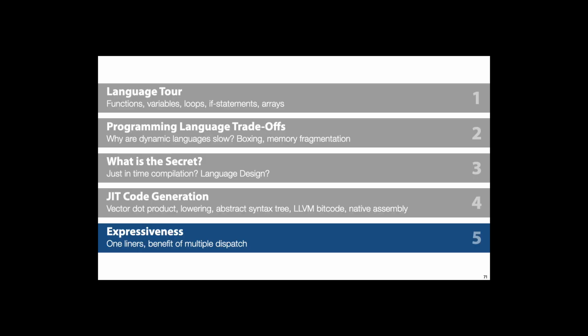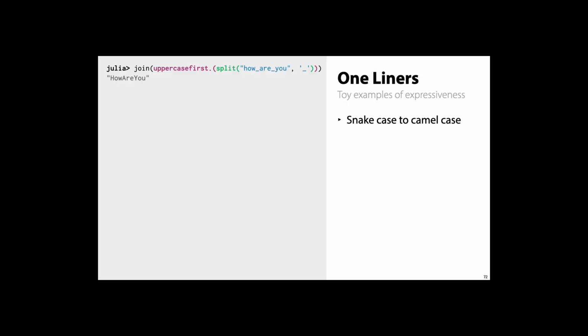Okay, let me round off with some one-liners. So here's something I use when I edit code. I thought it was useful for converting snake case to camel case. So you can see here I split on the underscore, and then I want to uppercase the first letter of each word.